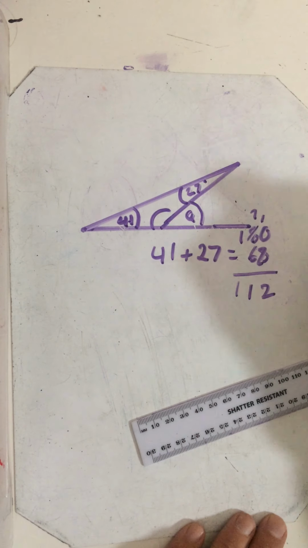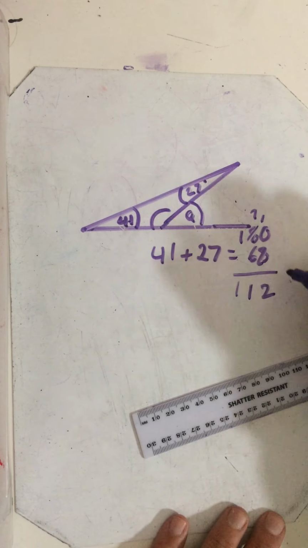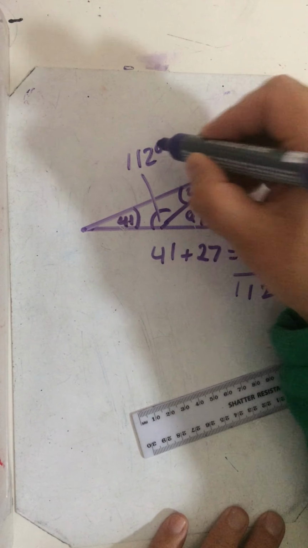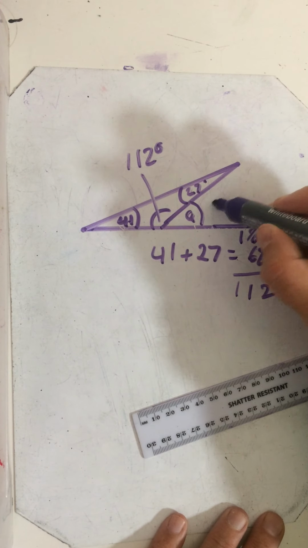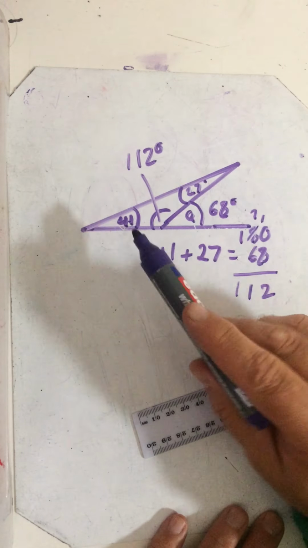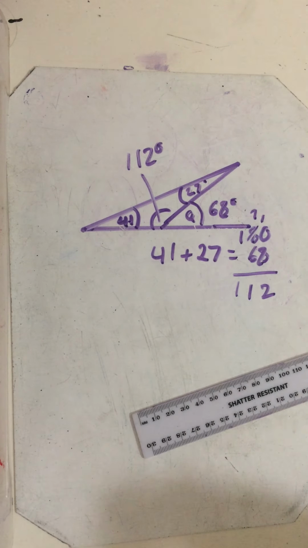Okay, 112. Let's just check that one. It's 112 and 68. Okay, oh no, that is correct, sorry. So this angle here is going to be 112 degrees. And then angles on a straight line means this one again is going to be 68 degrees, isn't it? 68. Okay, so we find out the missing angle, and from there we can work out angles on a straight line.